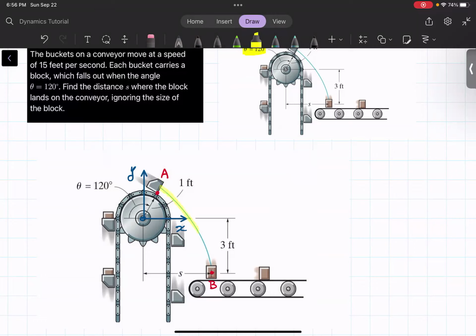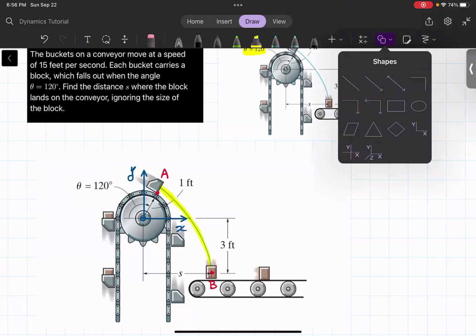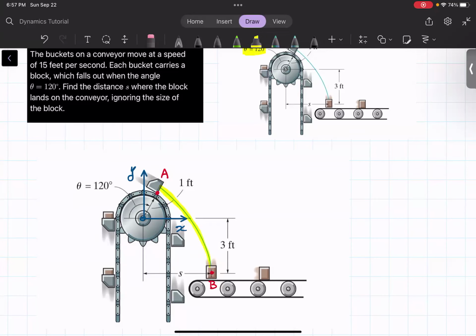The path of the particle is parabolic. This is a rectangular coordinate problem where the acceleration in the Y is equal to negative g, and the acceleration in the X is 0.